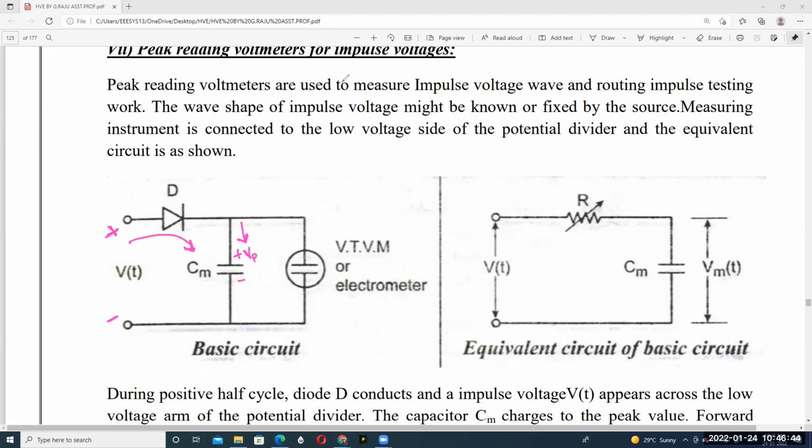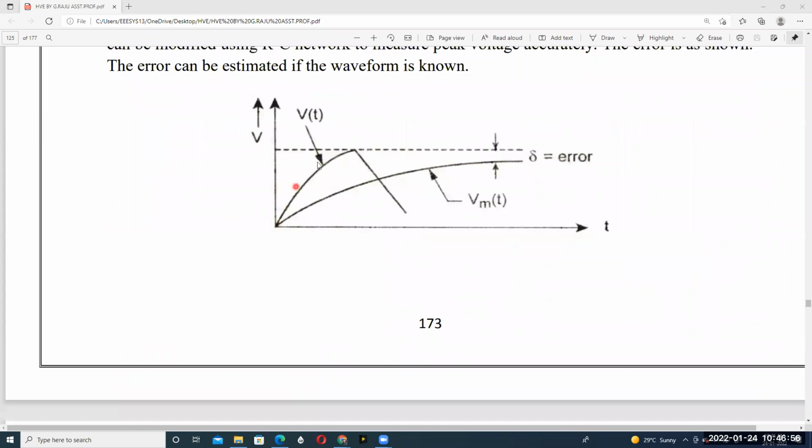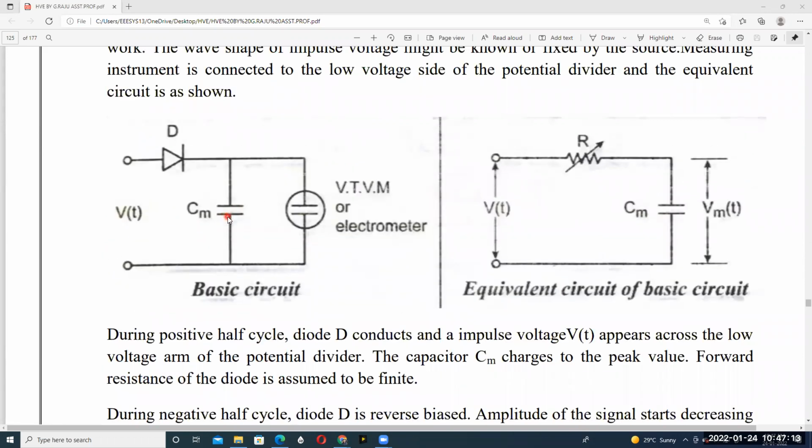If the input voltage then decreases below the peak value, up to here is our peak value, and the capacitor charges to the maximum value Vm. Then our input voltage decreases like this. There is a possibility of the capacitor discharging in the reverse direction, but the diode does not allow the reverse direction.